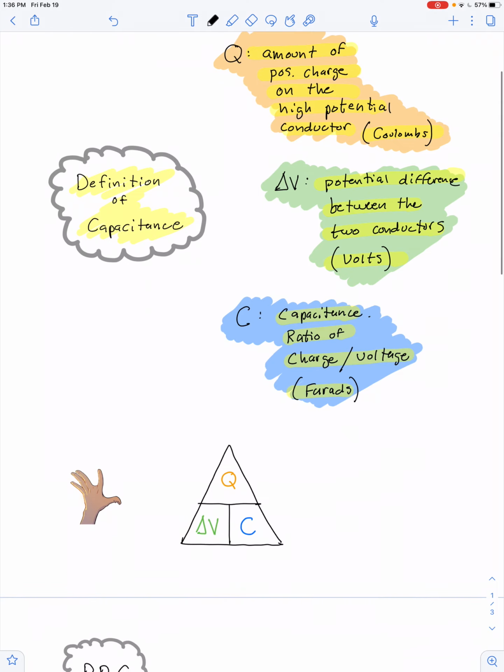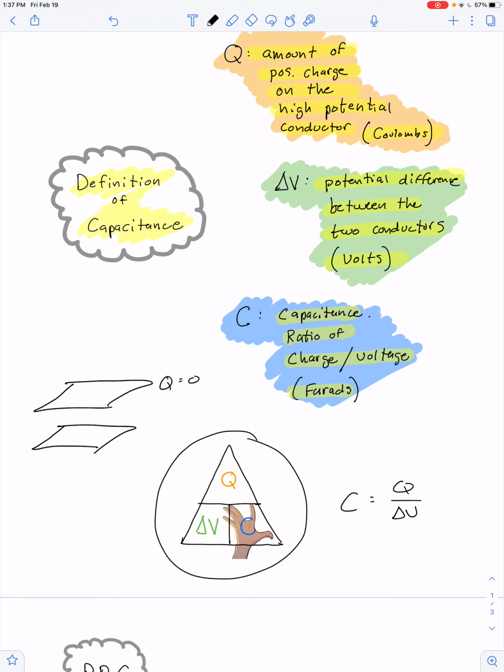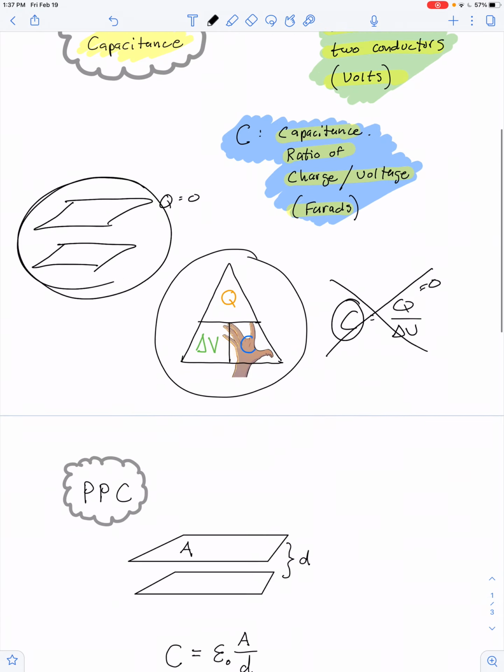And we're now familiar with this equation that we can write in triangle form. For example, if we want to know how to solve for the amount of capacitance, cover the C up with your hand, and we've got capacitance is equal to charge divided by voltage. So what's the capacitance on this parallel plate capacitor when it's uncharged, when Q equals 0? If Q equals 0, does that mean the capacitance is 0? Of course not. Whether this capacitor is charged or not, it has the same amount of capacitance.